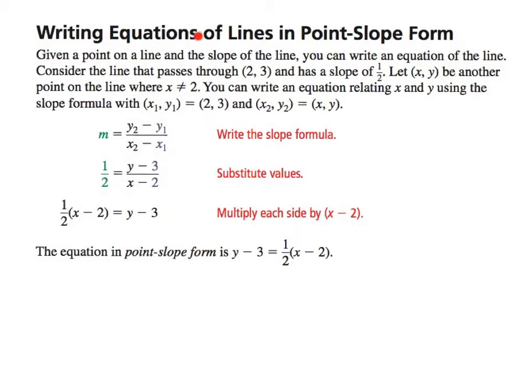All right, now writing equations of lines in point-slope form. Given a point on a line and the slope of a line, let's say that again. If you're given a point on a line and a slope on a line, you can write an equation in point-slope form. So, let's say that a line passes through the point (2, 3) and has a slope of 1/2.